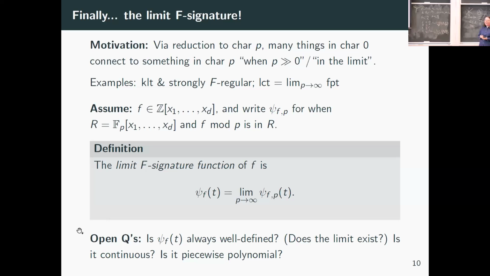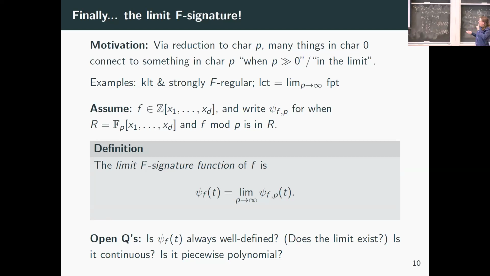Like, does this limit always exist? Is this limiting function continuous? Are there, could we say anything about when it's something nicer, like maybe a piecewise polynomial thing? And these would all be great questions that I would love for someone to answer. So please go try and prove some things about this, and I and other people will be very happy.